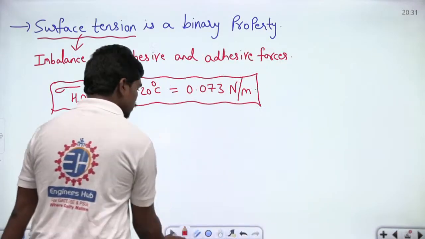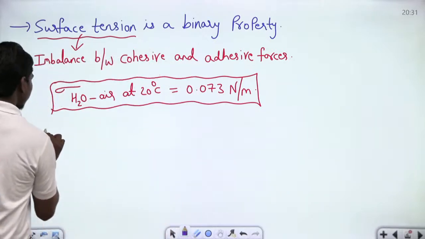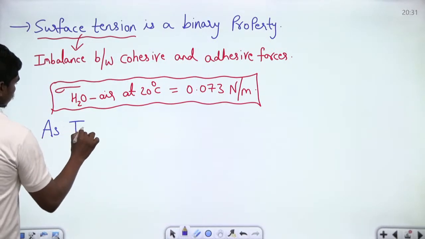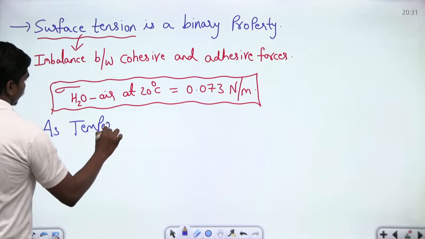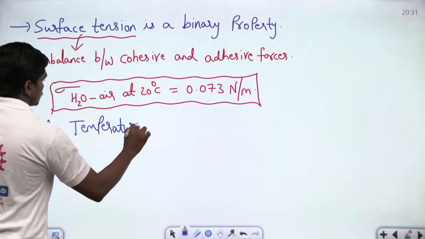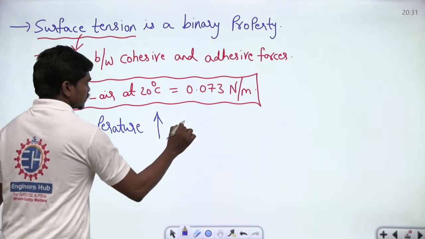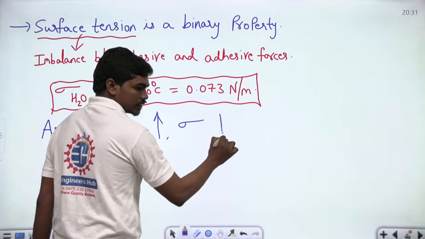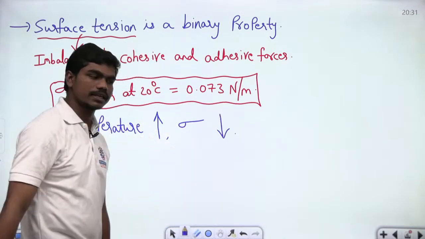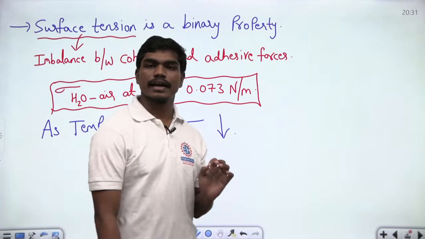So you can write this point as well: as temperature increases, surface tension decreases. I hope all of you are clear with this, correct? This is the reason why it happens.